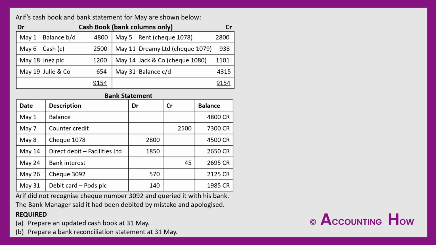So he's queried it with his bank, and that's just to ask the bank to investigate to see what it is. And it could be that Arif's gone wrong, made a mistake somewhere, in which case Arif would need to correct it. But in this case, the bank manager has said it was debited by mistake and apologised. So this was a mistake from the bank's point of view, and that 570 shouldn't have been debited from his account and on the bank statement. So that's something we'll need to deal with as we go along.